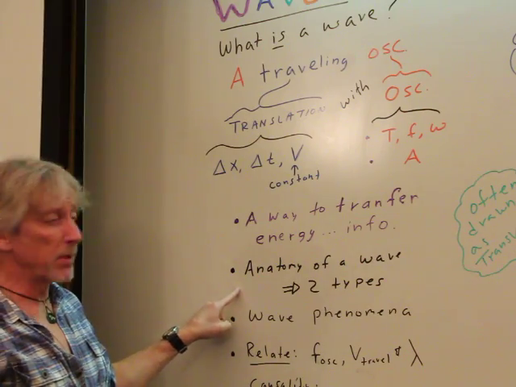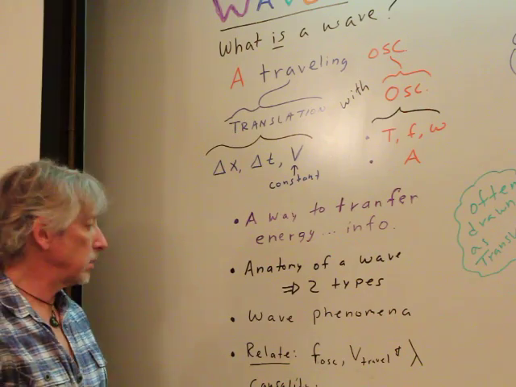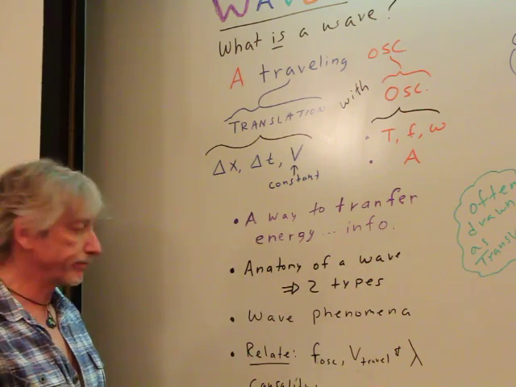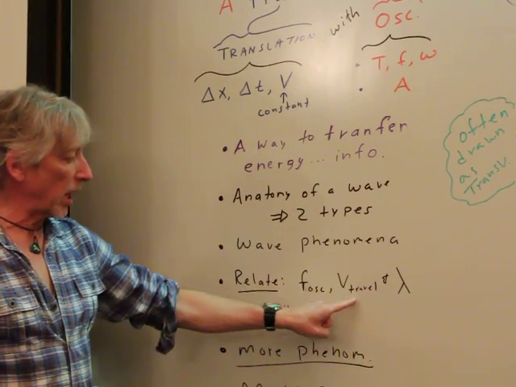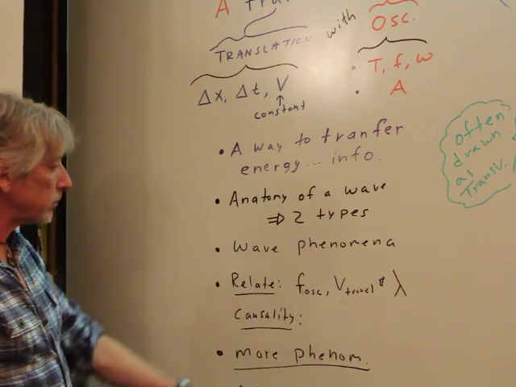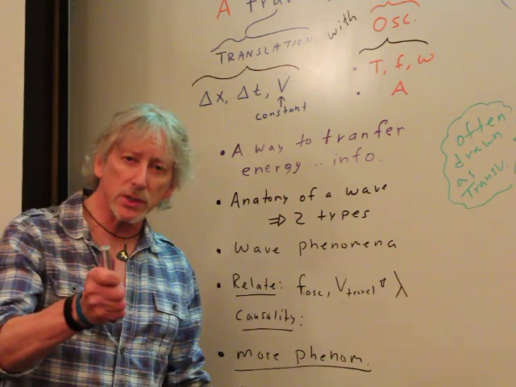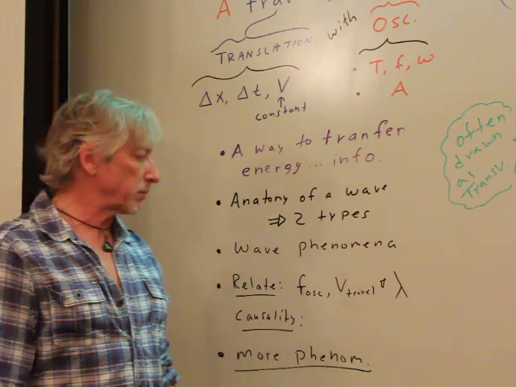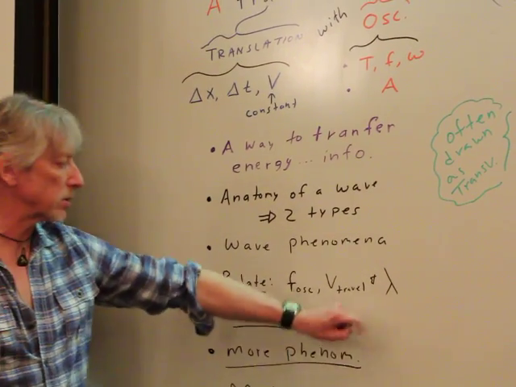We need to look at the anatomy of a wave, and there's two types. Good to know these two types and break it down. We'll look at some wave phenomena, which fall into which type. We'll relate the frequency of oscillation to the velocity of traveling, which will be the velocity of the wave, to the wavelength. And you'll have a good understanding of that. A lot of people don't, because we learn this stuff as fast as we can, taking lots of courses. But you can have a little more subtle understanding than most do.